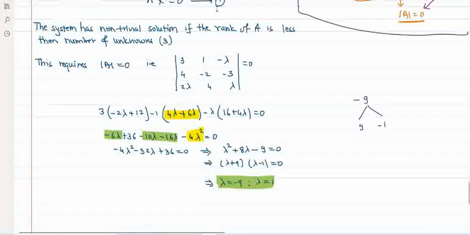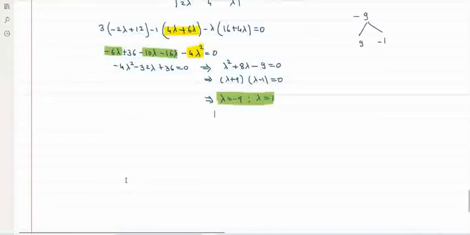What is the timing of second lecture? Yes, anyone? 10:35. 11:35. 11:35.